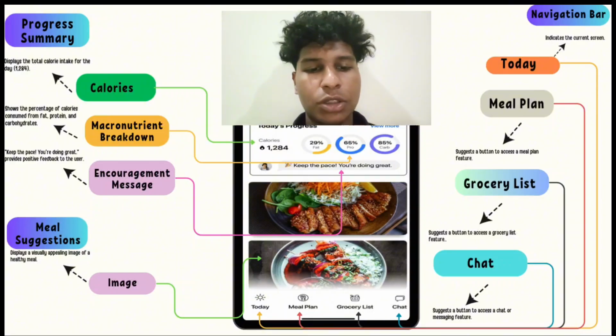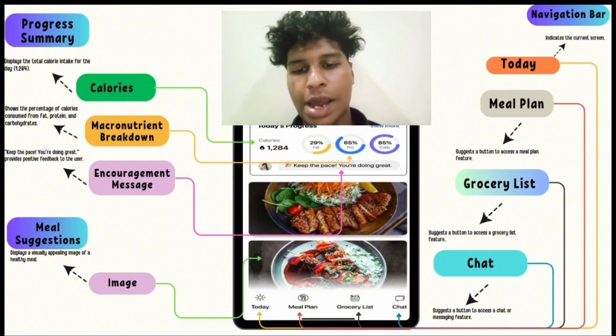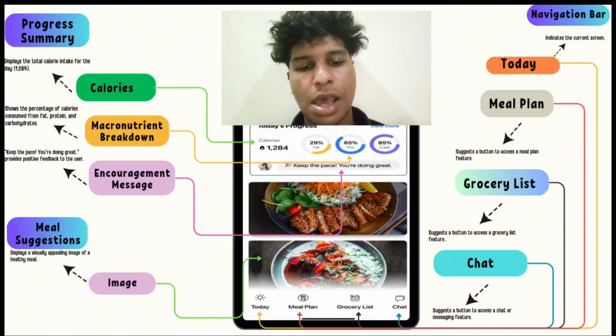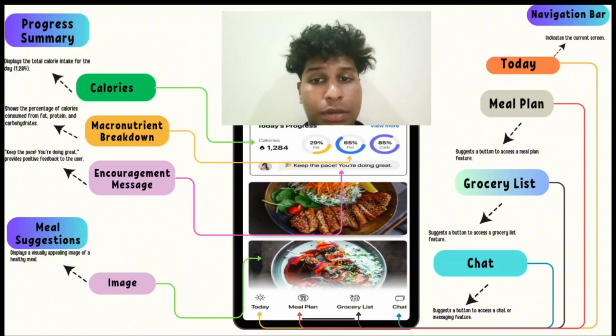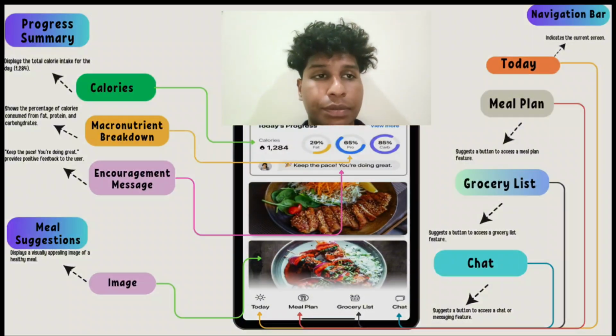So there's an image of healthy foods, and there's a meal suggestion that displays a visually appealing image of a healthy meal, and there's an encouragement message to encourage us to eat healthy, I mean to give positive feedback to the user. And the macronutrient breakdown gives the calories consumed from fat, protein and carbohydrates, and the calories will display the total calories we eat every day. That's all from this slide.